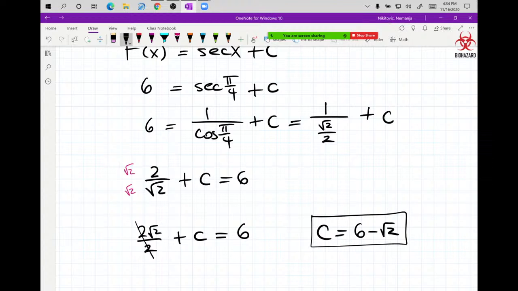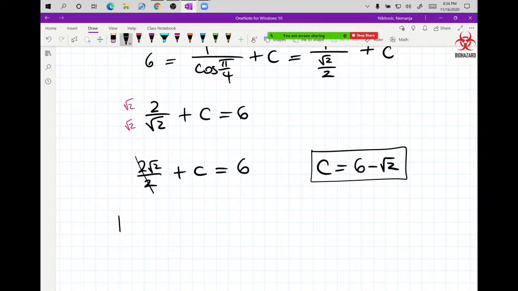So that's your c. And now you know that the answer to that integral, the antiderivative, is secant x plus 6 minus root 2. You can get the decimal, but we don't care. It's going to be about 4.6 there. So you can use the initial point to compute this, and obviously there are many applications.